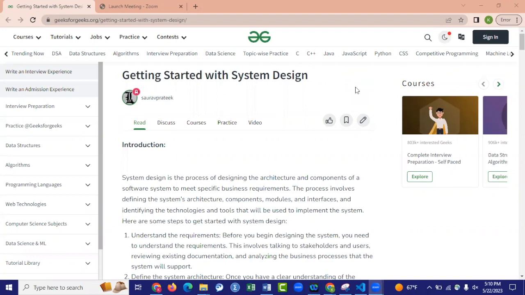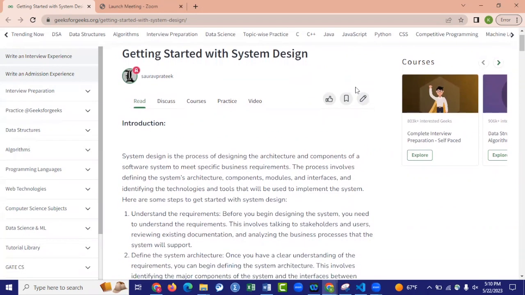And today's topic is about system design. Coming to the introduction, system design is generally the process of designing the architecture and the components of the software system you are trying to build, meeting specific business requirements. And this process generally involves defining the system architecture, components, modules, and interfaces, and identifying the technologies and tools that will be used to implement the system.